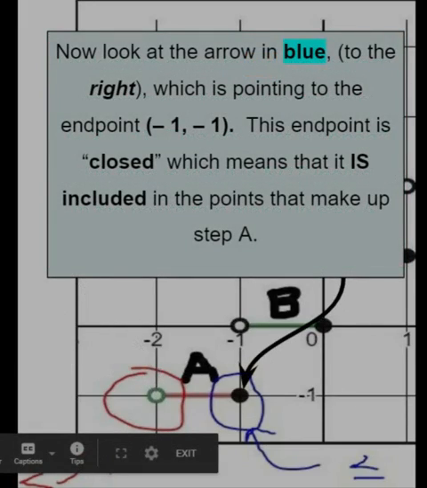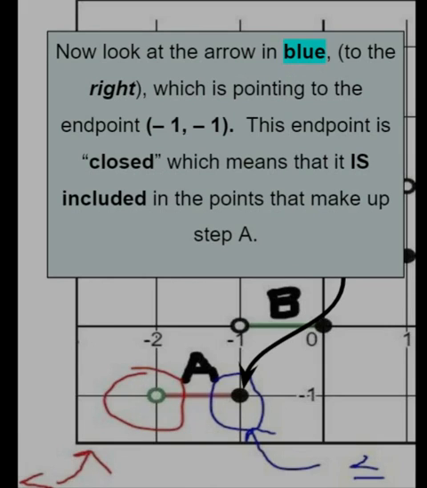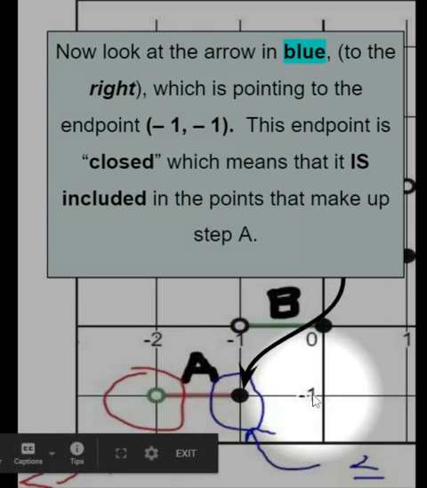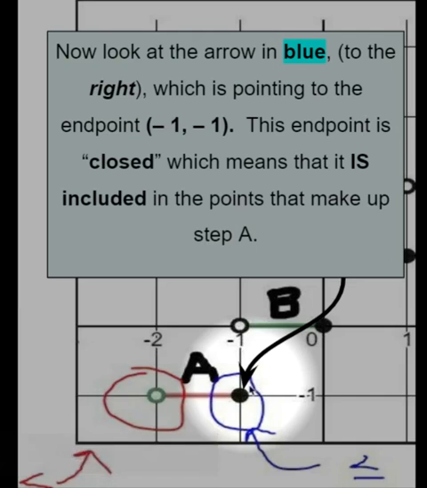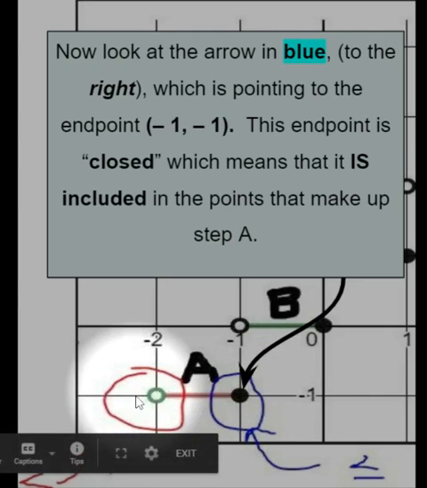Now, let's look at the arrow in blue to the right, which is pointing to the endpoint (-1, -1). And notice something different about this one that's circled in blue. It's colored in, it's closed. Okay, closed means that it is included in the points that make up step A. So this point is not included in step A, but this point is included in step A.